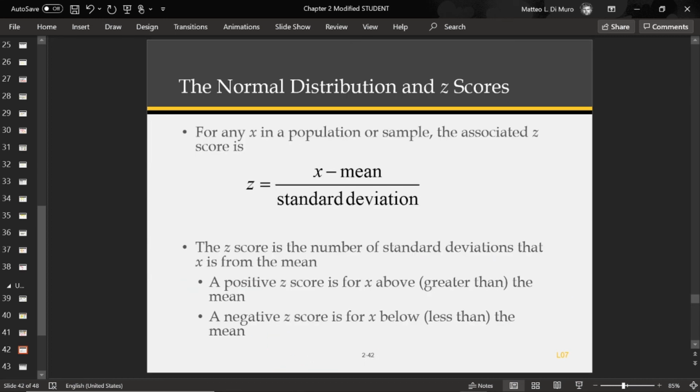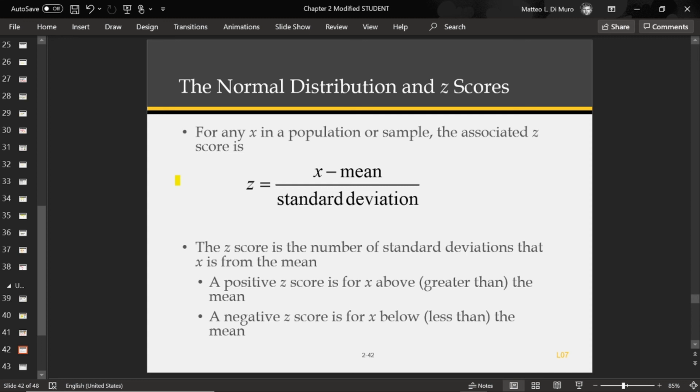All right. We're going to start moving into z-scores. Now, we're going to be doing a lot more with these later. Here's the formula for it, and then we'll talk about what it means. So, the normal distribution and z-score. So we know what a normal distribution is now. What is a z-score? For any x in a population or sample, when I say for any x, I just mean for any data point.